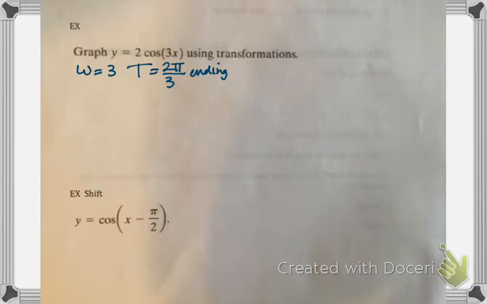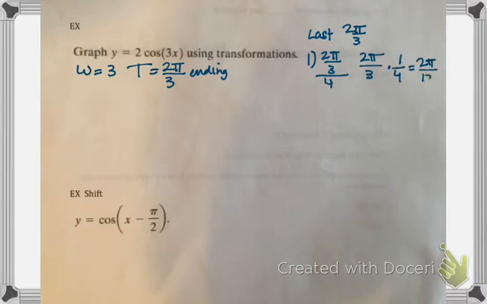Okay, I got to find the 4 key points. So the last point, which is the ending point, is 2 pi over 3. First point, take 2 pi over 3, divide that by 4. Why am I dividing by 4? Because I have 4 key points, just like the original. So this becomes 2 pi over 12, which becomes pi over 6.